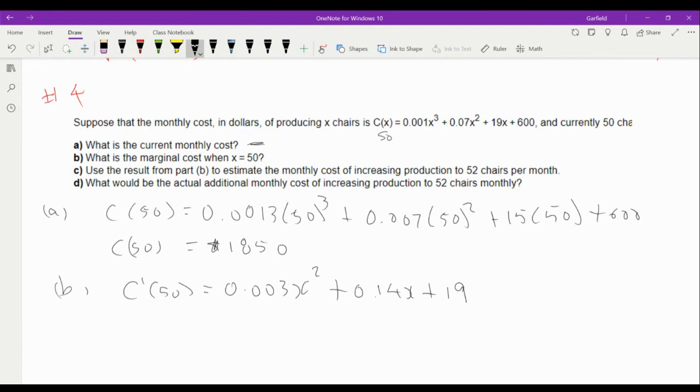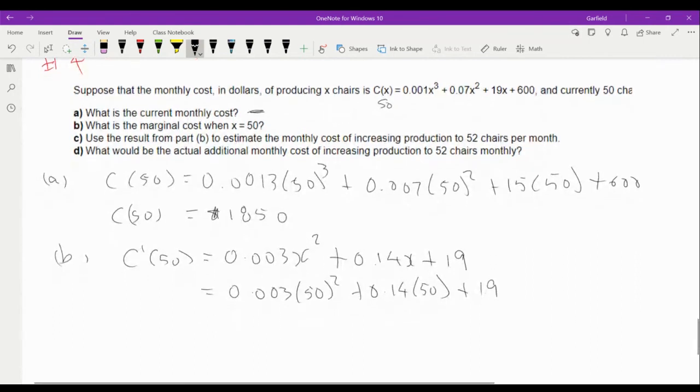So Louis, this is kind of like I was saying earlier. Some of the concepts are still mixed in. Yeah. Right. You need to know all these derivative rules. And now we're going to plug in 50. So this is 0.003 times 50 squared plus 0.14 times 50 plus 19. $33.50.